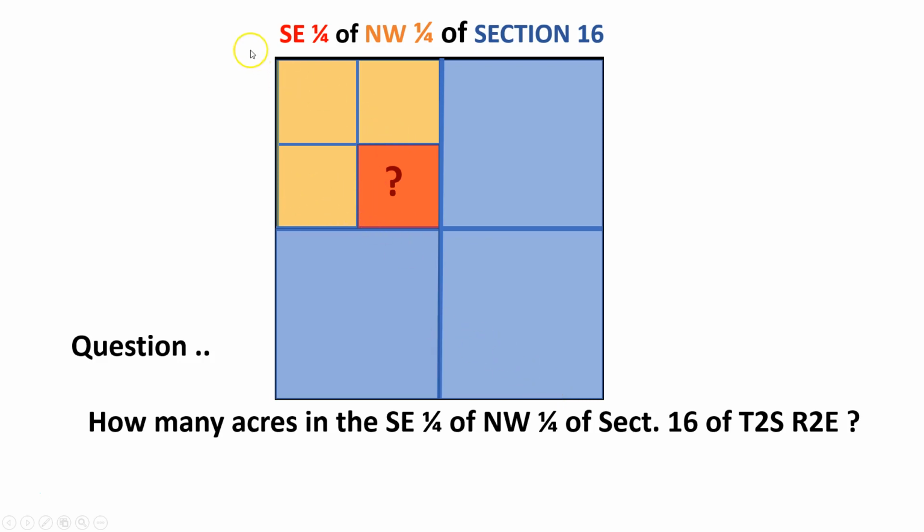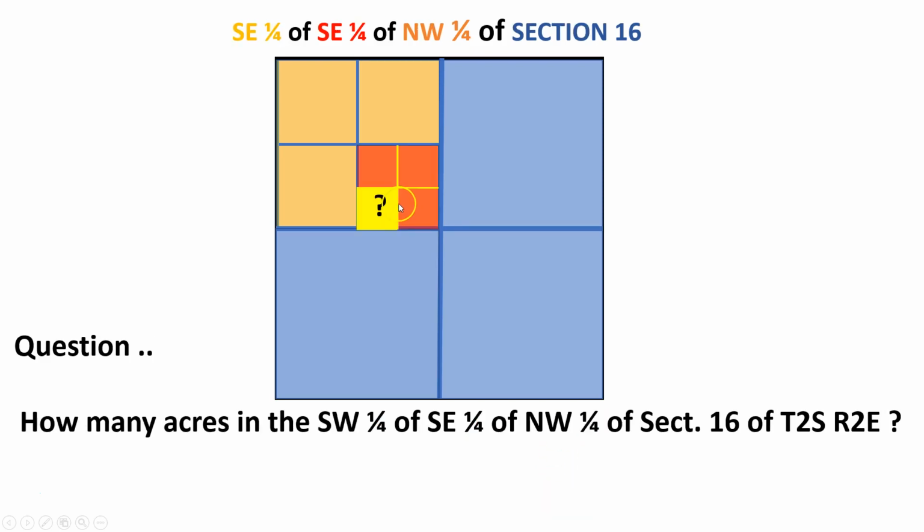If we wanted to see now how much are in a quarter of a section, in other words the southeast quarter of the northwest quarter, we divide it by 4 again. So 640 divided by 4 and divided by 4 will give us 40 acres, and we keep on doing that until we get down to whatever size we are talking about.